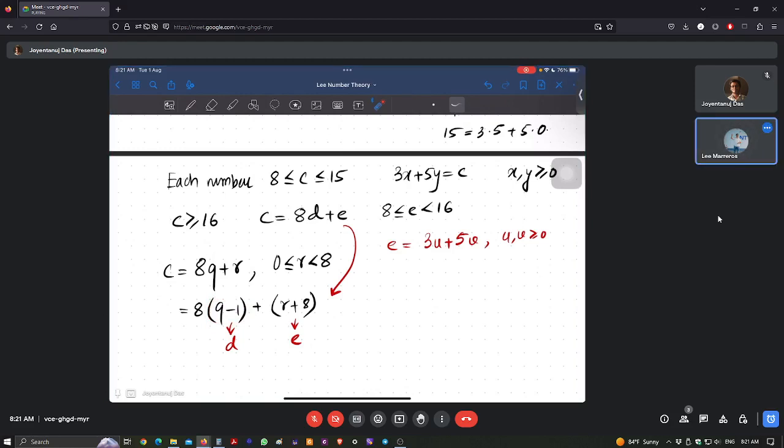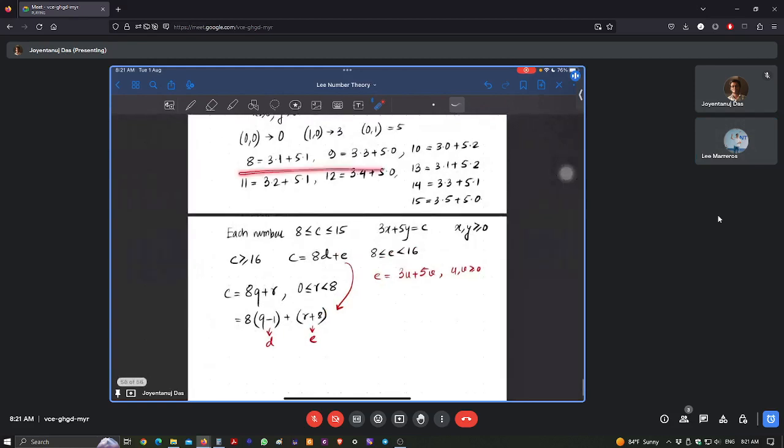Now since e lies between 8 and 16, I know that e has an expression like this, where both u and v are greater than or equal to 0. Wait, where does the 3u plus 5v come from? That is because of the equation. No, this we explicitly saw for all values between 8 and 16, so for all those values we explicitly found the expression.